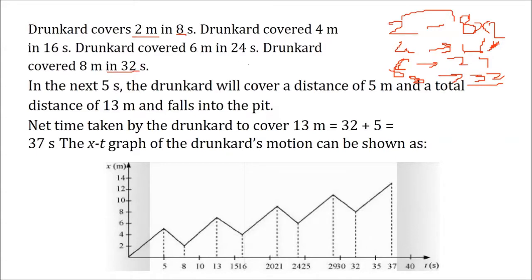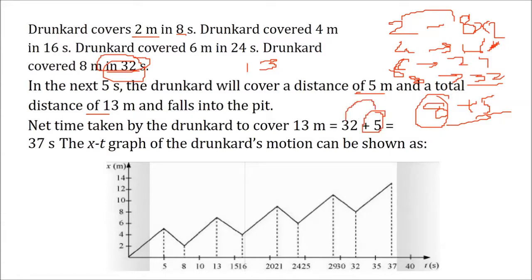Now in 32 seconds he covers 8 meters. Now we want 13 meters. So it has to be 8 plus 5. So for 8 meters we have obtained 32 seconds. How about 5 meters? In 5 seconds the drunkard will cover 5 meters. So the total distance is 13 meters. After that he falls into the pit. So 32 seconds, then again 5 seconds he takes. So 32 plus 5 is 37 seconds. So this is how the total value will be.